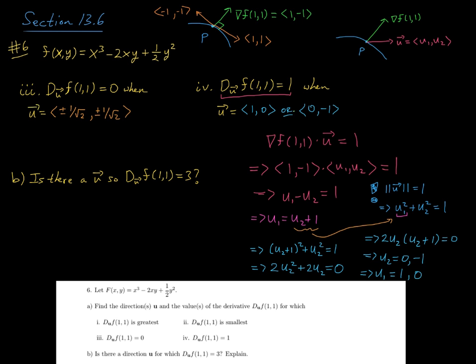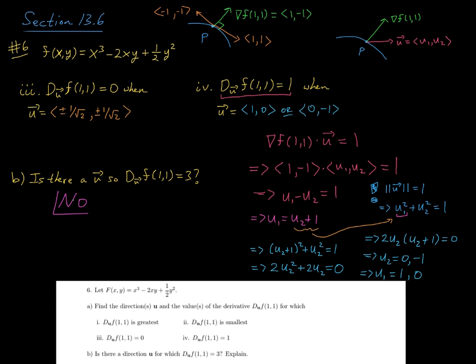And we're saying that either one of those directions would be such that if we walked in that direction, the steepness of our surface would be 1. So a little more work there algebraically, but there you go. The last part, fortunately, is pretty quick. It just says, is there a direction u for which the directional derivative is equal to 3? Well, the answer there is no, there is not.